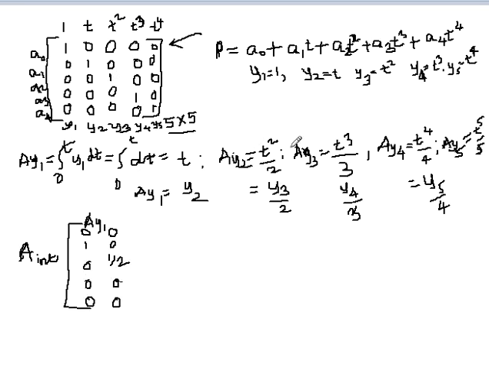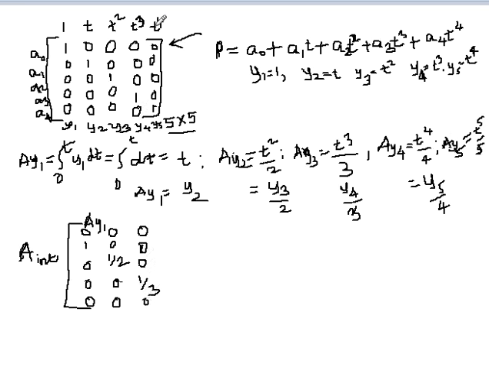Similarly, our derivative of y3 is y4 by 3. y4 is this one. So let's write 0, 0, 0 as the first elements, and then this becomes 1 by 3, because it is y4 by 3.